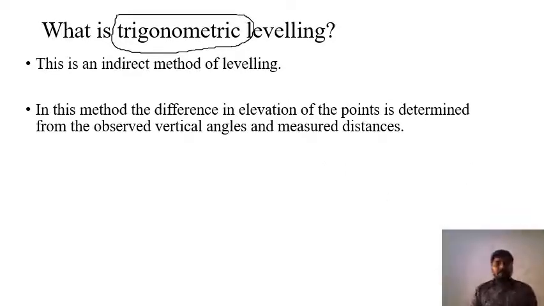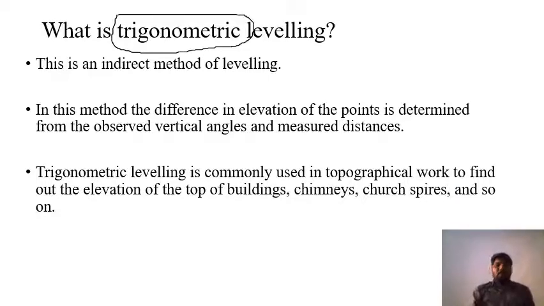In this method, the difference in elevation, I told you before what leveling is: there is a level difference between two objects. Suppose this is object A and this is object B. There is a level difference between the two objects, and it is called leveling. Now in this one, we have to observe the vertical angle and the measured distance. As I said before, trigonometric leveling is commonly used for topographical work to find out the elevation.